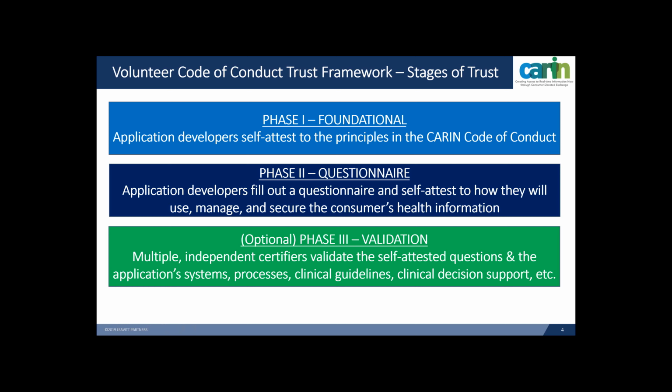We have done other stages of trust as well. We want a questionnaire, meaning an ability for consumers wherever they go to access their apps, that they're going to do so in a kind of common user interface. Think of it like a nutrition label for privacy. And then the third idea is validation.